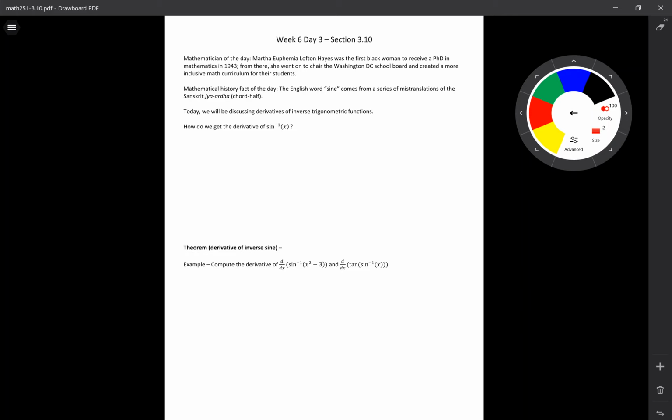So how do we get the derivative of sine inverse of x? Well, if I have the sine inverse of x, and I say that this is equal to y, remember, sine inverse of x means that sine of y equals x. This is how x and y are related to each other. So if I took the derivative of both sides of this with respect to x, well, I'd have to use implicit differentiation here.